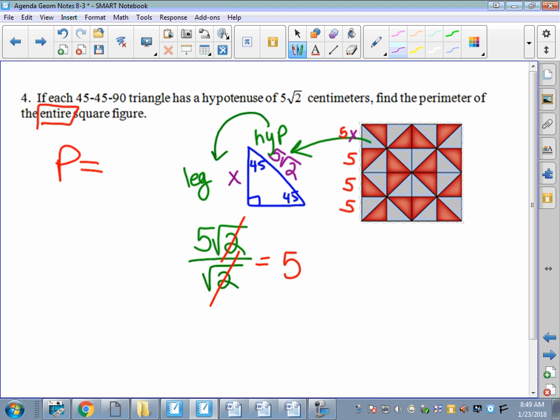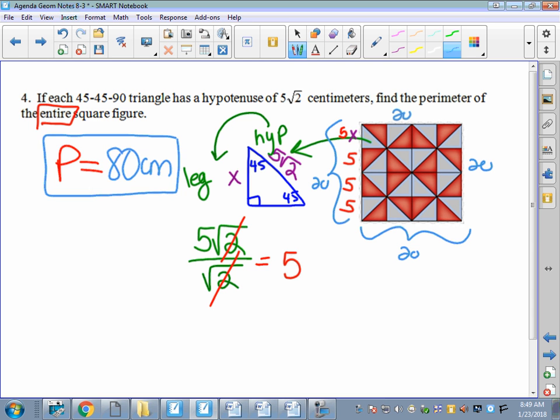How do you find the perimeter? Add up all the sides. So what's the length of this side right here? It's got to be those 4 5s. So 20, 20. This has got to be 20 and 20. So I'm thinking the perimeter is going to be 80 centimeters. The perimeter is the easy part. Figuring out that leg is the part that I want to make sure you see. So that's 45, 45, 90s. Times by square root of 2 or divide by square root of 2. That's how you get back and forth.